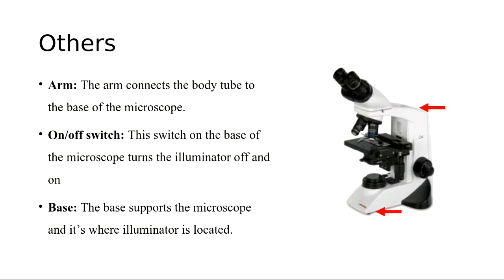Arm: the arm connects the body tube to the base of the microscope. An on-off switch is there, like a button, to switch the light on and off. And base: the base supports the microscope, and it is where the illuminator is located. So this is all about the microscope.